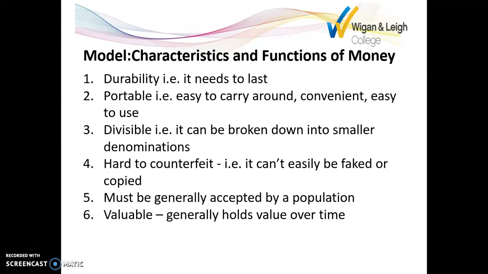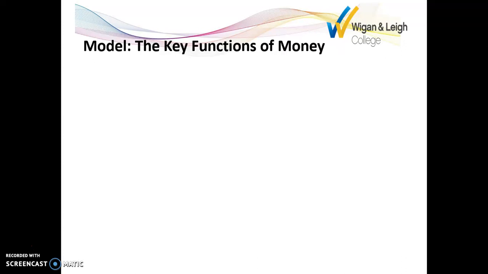It's also got to be valuable. So it's got to hold a value over a period of time. So £10 has got to be worth £10 today. It's got to be worth £10 in 10 years' time. It's got to hold its value in relation to what it can purchase and what it can buy. So we start to see the impact of inflation, etc. on money as well. Now, the key functions of money are another area which you need to understand.